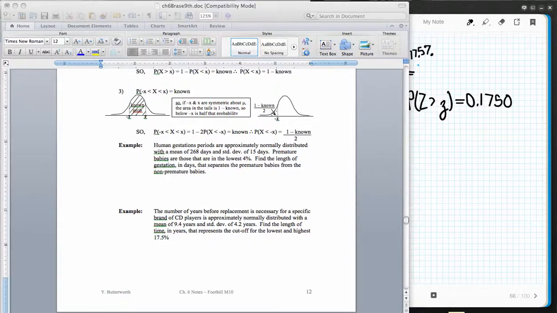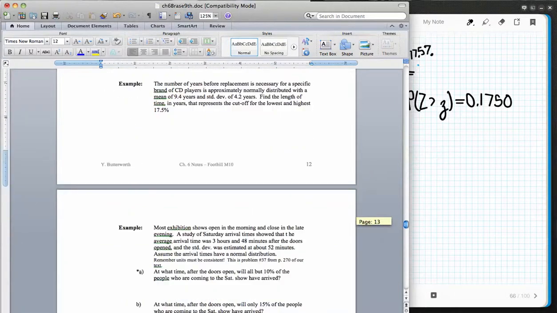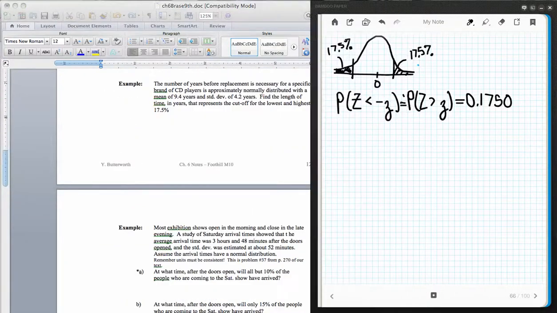All right, let's take a look at the inverse normal example that I left you with in the first part of this video. We were going to find the number of years before replacement necessary for a specific brand of CD player, which is approximately normally distributed. So our x's are distributed normally with a mean of 9.4 years and a standard deviation of 4.2 years, looking like this.